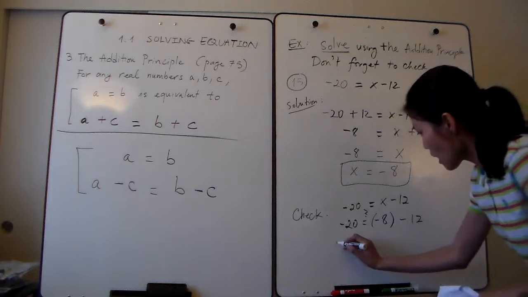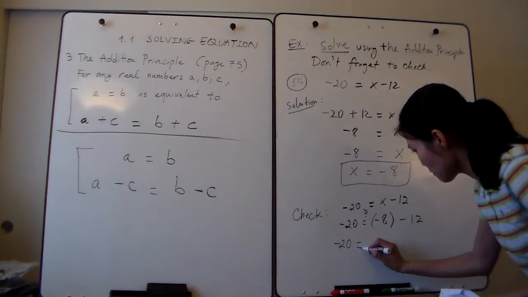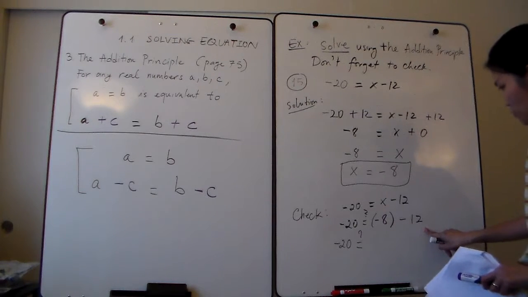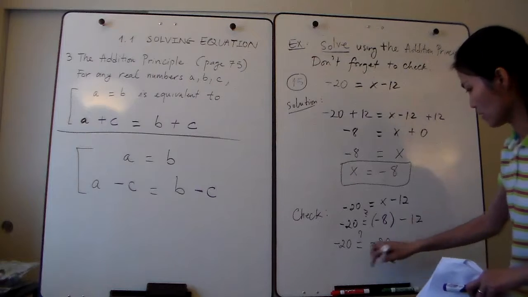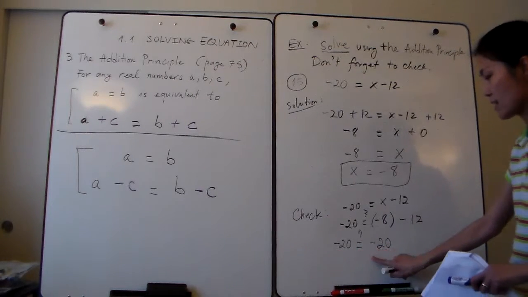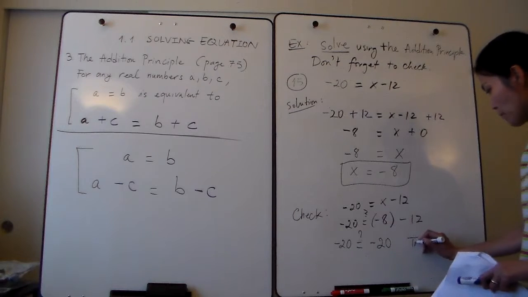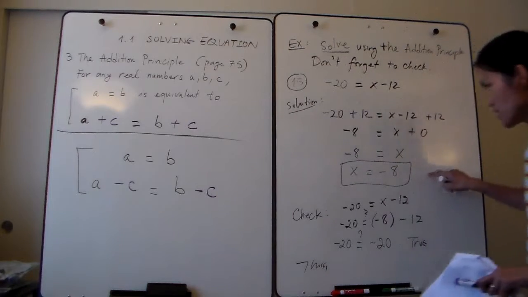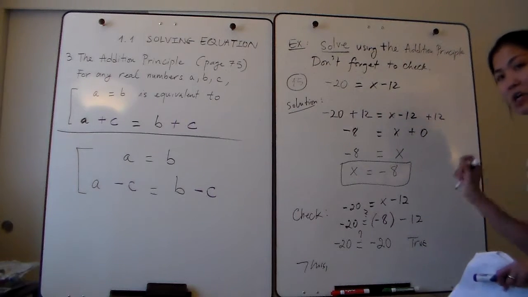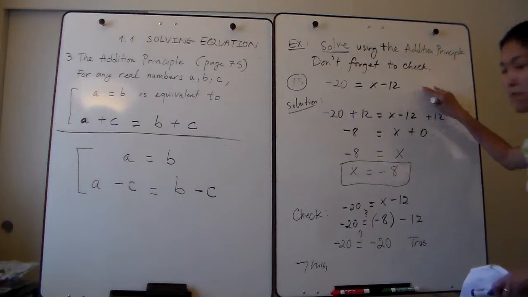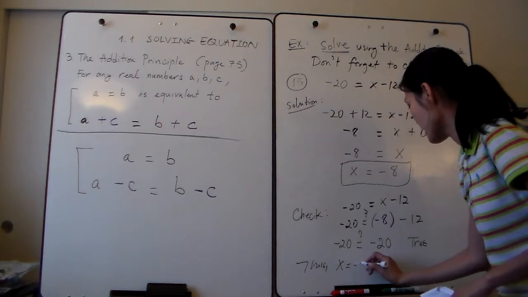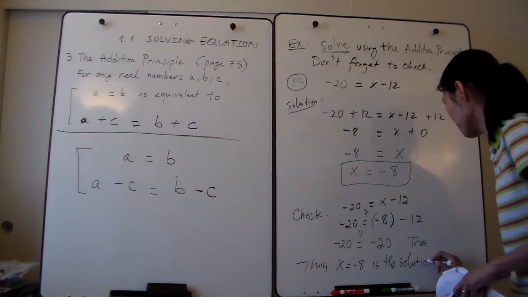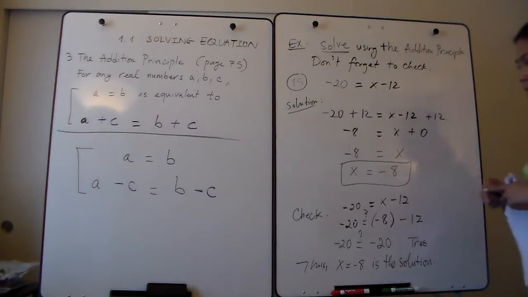Now simplify. Negative 20, the left-hand side, same thing. Negative 8 subtract 12 is what? Negative 20. Now, does negative 20 equal negative 20? Yes, so true. Thus, this value right here is the correct solution for this equation. So x equal to negative 8 is the solution. Okay.